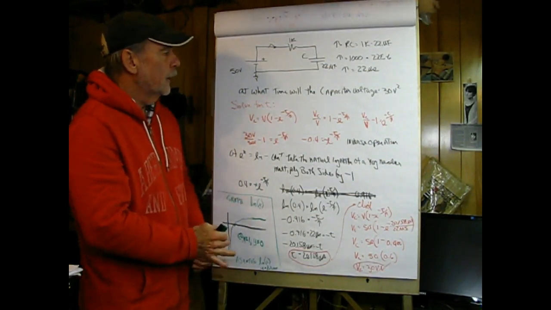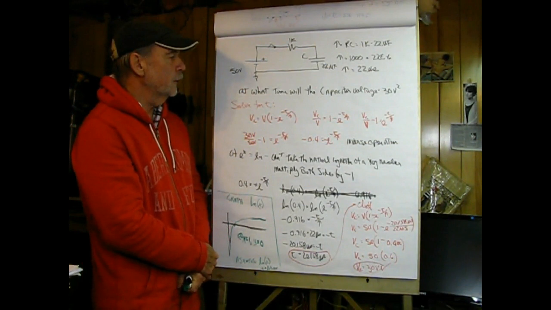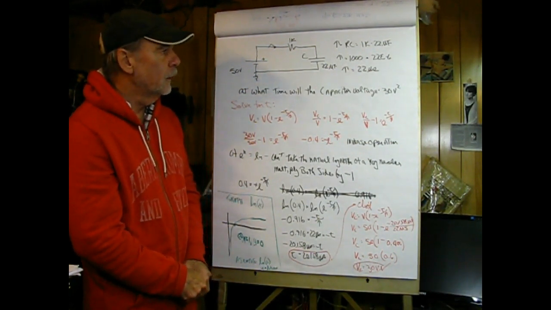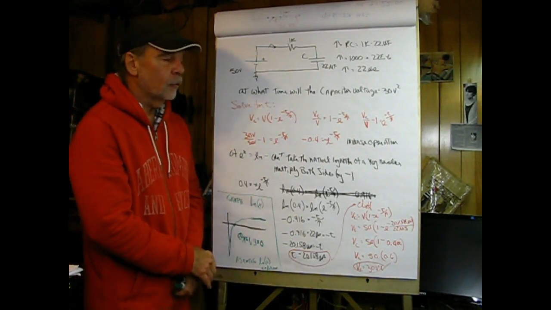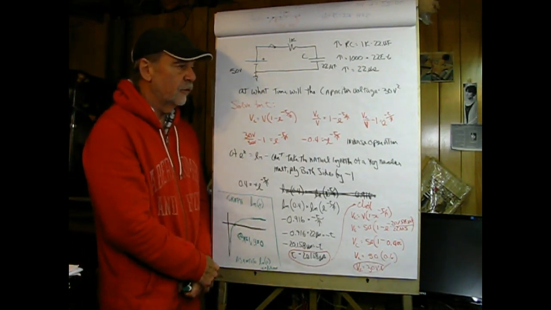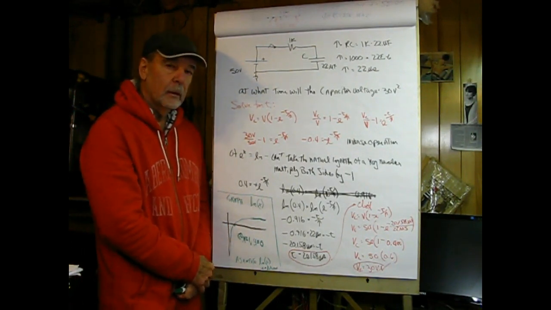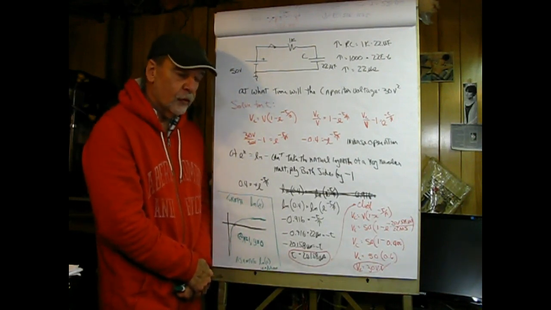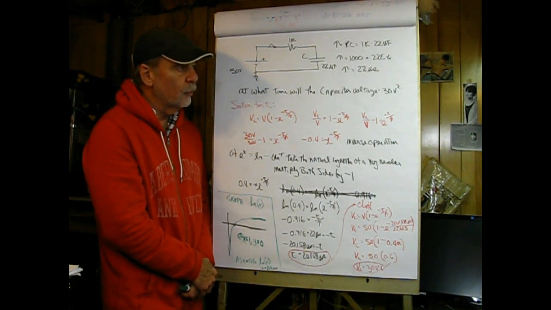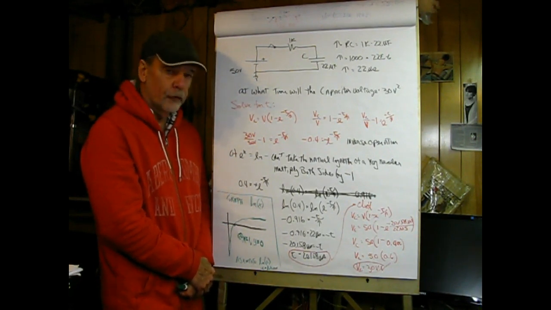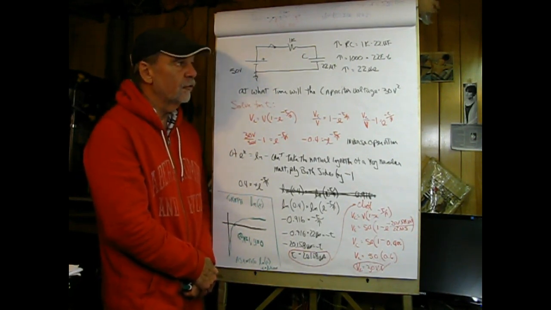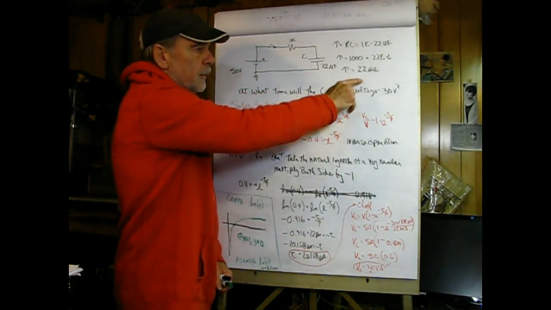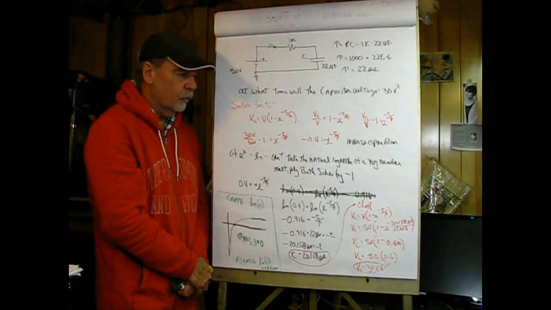Okay, let's see here. We have another circuit. We have a 50 volt source, a resistor of 1K, and a capacitor of 22 microfarads. And the question is at what time will the capacitor voltage be equal to 30 volts? And this is quite a different problem. It requires more steps to do that. First order of business, as usual, is to find the time constant. Tau equals RC, and that comes out to be 22 milliseconds.